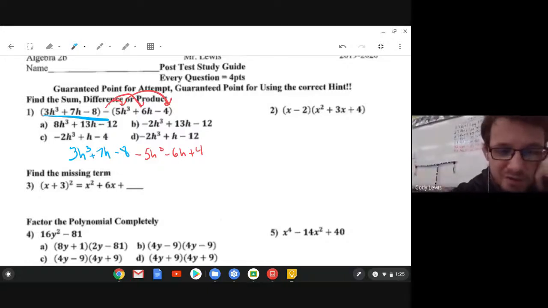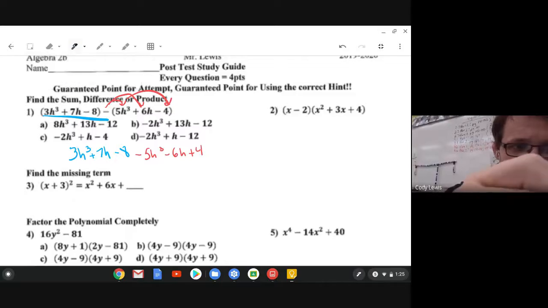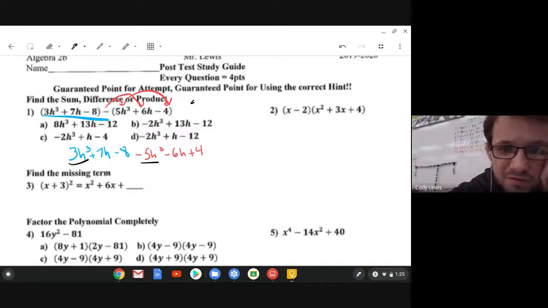Now I'm just going to combine my like terms. So h cubes go with h cubes. 3h cubed minus 5h cubed is negative 2h cubed. 7h goes with minus 6h, so I get minus 1h. And then minus 8 plus 4 becomes minus 4. And so that's going to be my final answer.